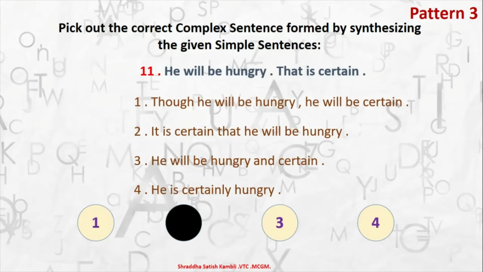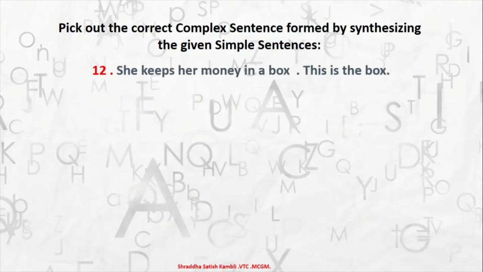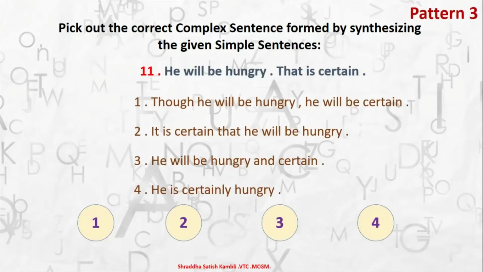Okay. Coming to the next example in this pattern, where we are forming a complex sentence, okay, by combining two simple sentences together. So the previous example, the one which we saw, we have formed a complex sentence. It is certain that he will be hungry. So he will be hungry is the independent clause. It is certain that is the, you can say, subordinate clause.